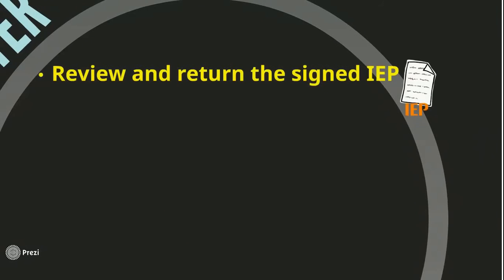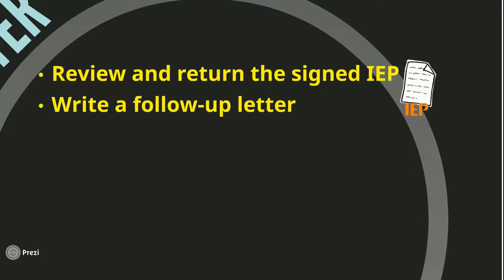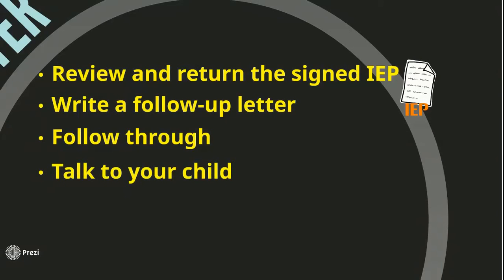After an IEP meeting, you need to take additional steps. These include reviewing and returning the signed IEP, writing a follow-up letter, and following through. If you have objections, write an email or letter to the IEP team summarizing what decisions and questions came out of the meeting. You should also talk to your child.